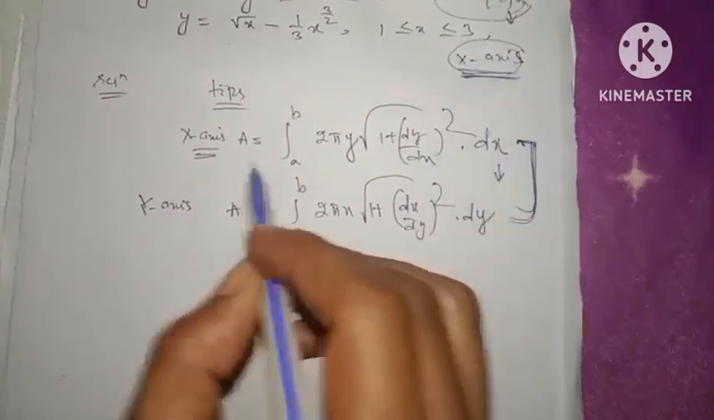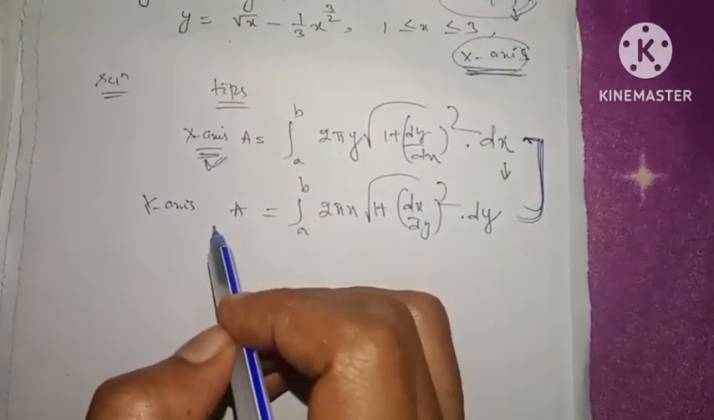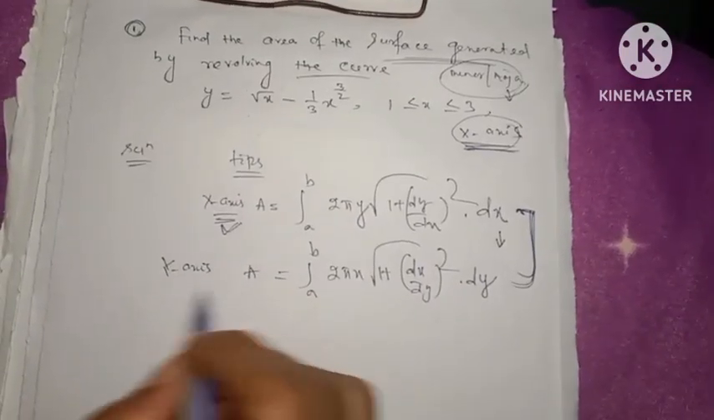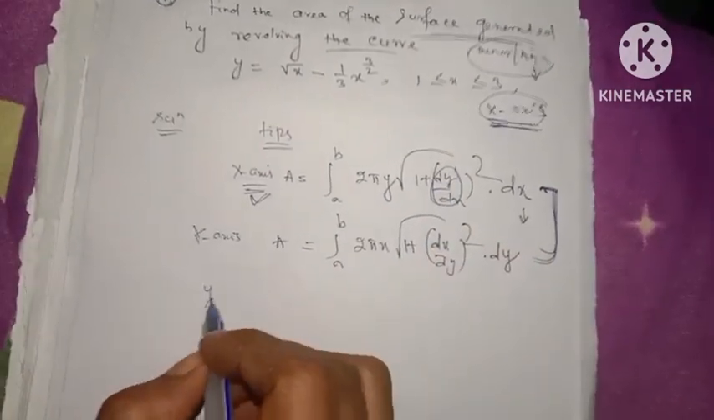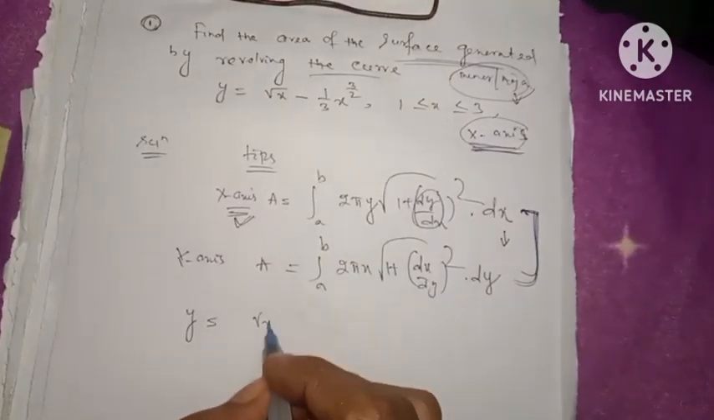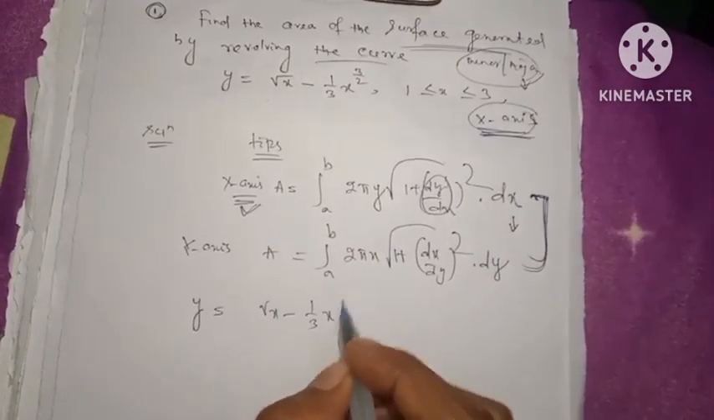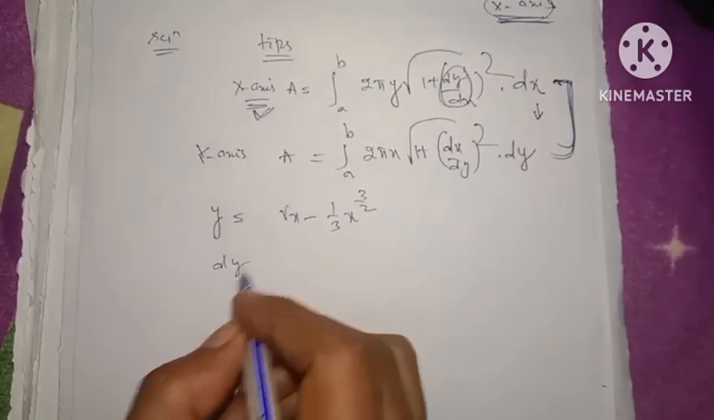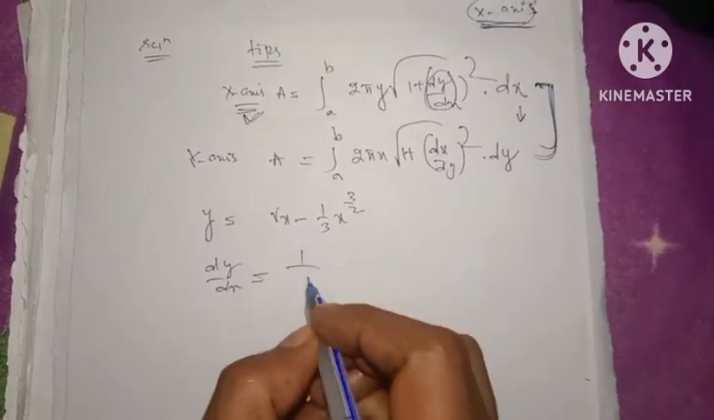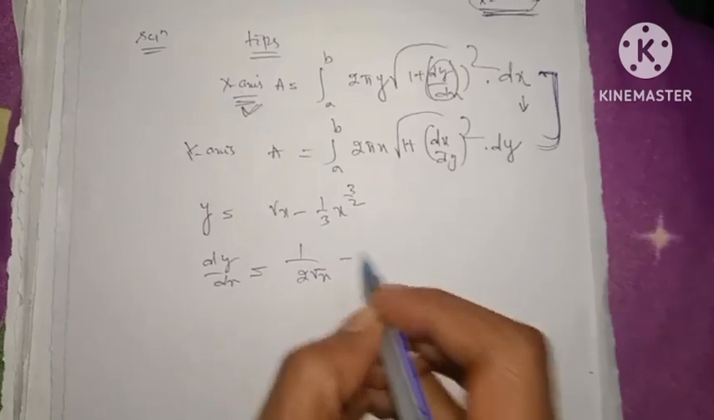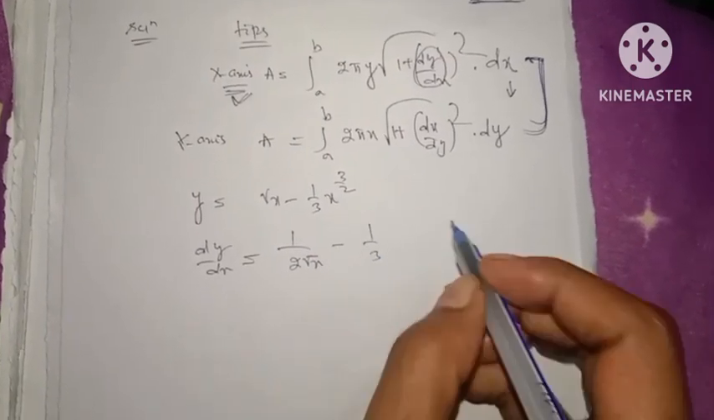So this is the x-axis, so I apply this formula. And we need dy by dx. What is y? y is root x minus 1 by 3 x to the power 3 by 2. So we can take the derivative dy over dx. What is the derivative of root x? It is 1 by 2 root x. Minus, the 1 by 3 will be a constant.